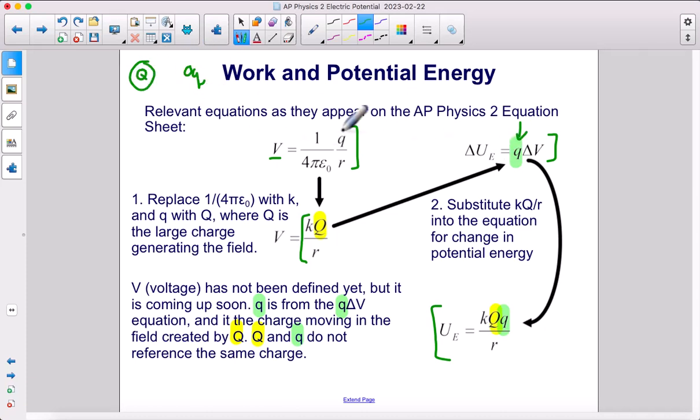So this equation is going to reference information for this charge, and this equation will be the information for the little charge. So we're going to take kQ over r and plug it in here where you see delta V. We're going to plug it in there. And that will give us potential energy equals kQ over r times this little q there.